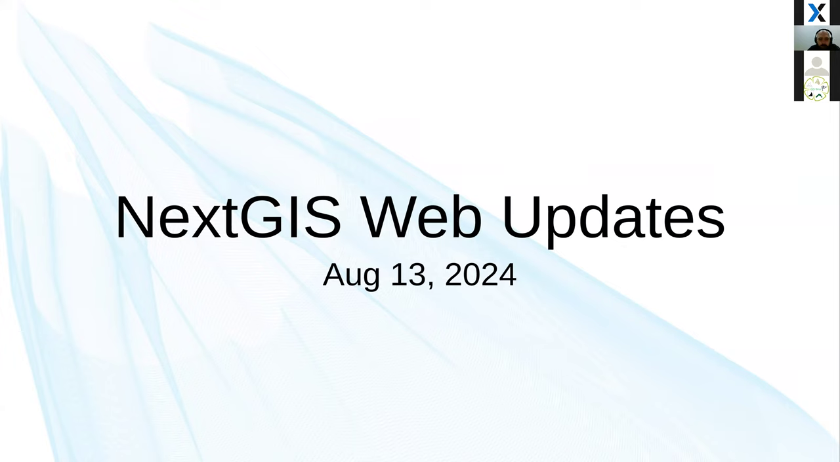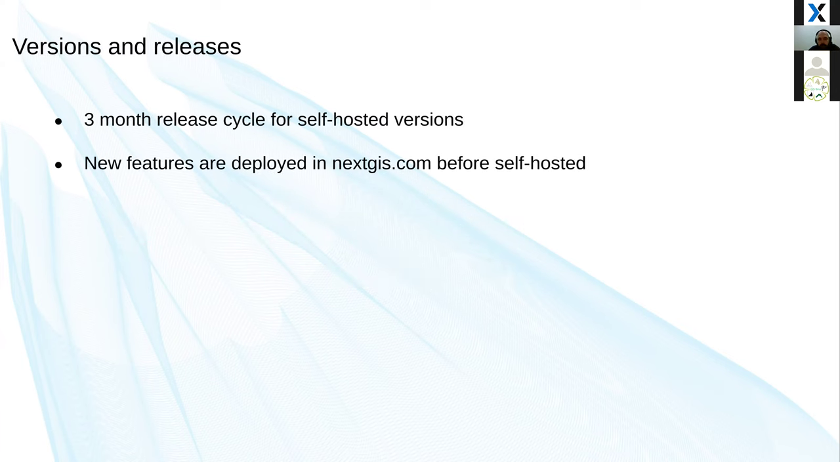So let's start. First of all, we have the cloud version, which is deployed on nextgis.com. And we have on-premise versions, so you can deploy it on your servers. We release the on-premise version every 3 months, and before that we test them on nextgis.com. So on-premise versions are more stable. Let me show what we did in the latest release.